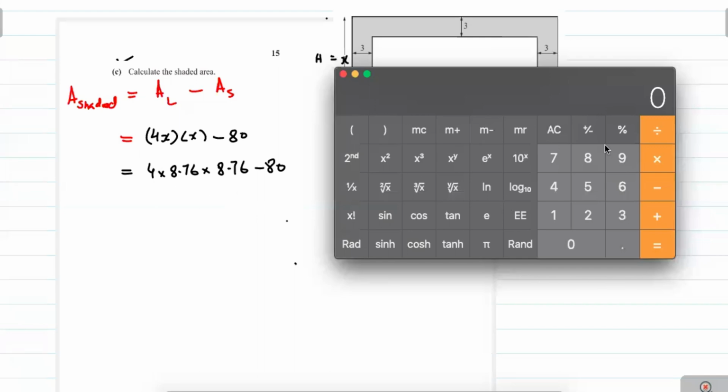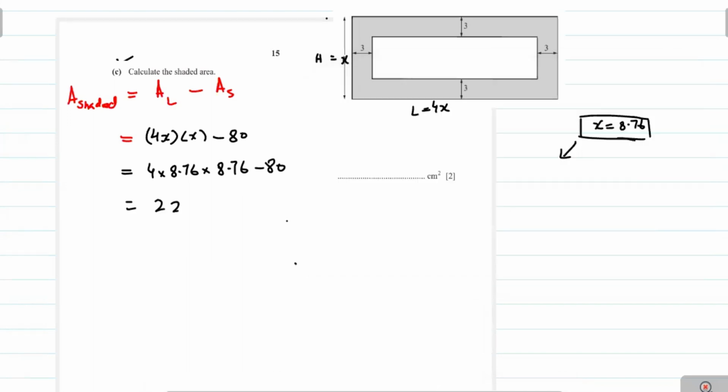We calculate this value, 4 multiplied by 8.76 squared, minus 80. This value equals 226.9, and to 3 significant figures this value will be 227, and this is the answer.